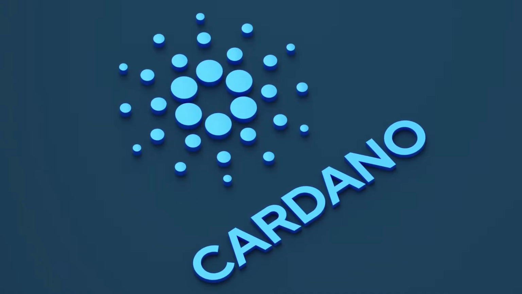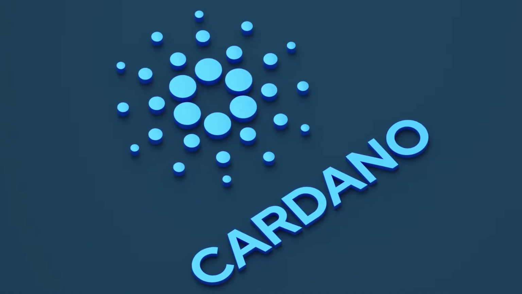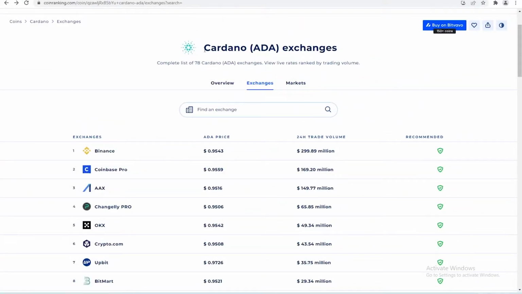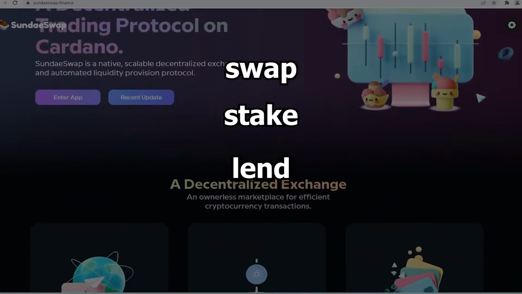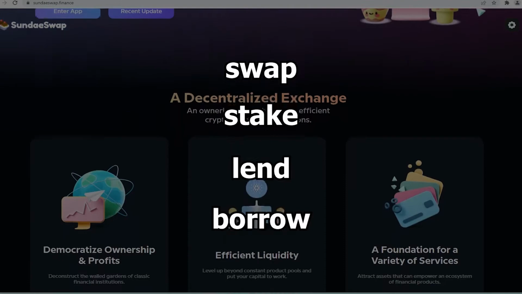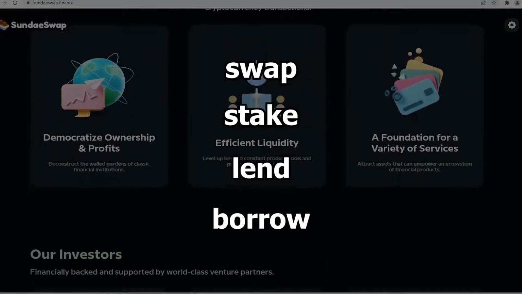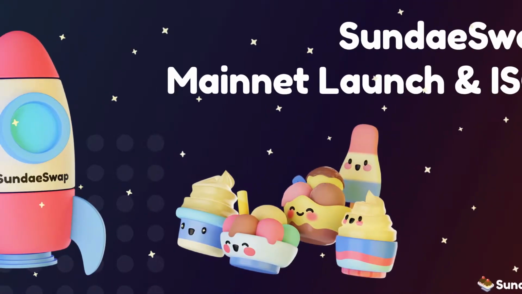It can also be termed a decentralized exchange for the Cardano network, enabling native token and ADA exchanges for anyone. With its protocol, you will be able to swap, stake, lend, borrow, and more in a truly decentralized way. Those are the services Sundaeswap offers.